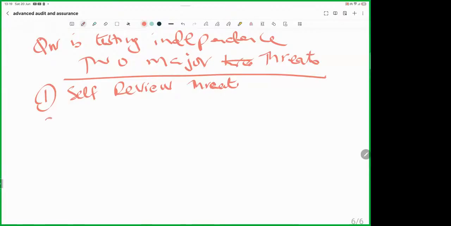Self-review threat. And then number two, we have what we call a management threat. When you start taking on internal audit, it really is a function of managing a company, because you're looking at processes. So you're going to become one of the managers. Everything else will come from the two threats. We start with the first one, self-review.